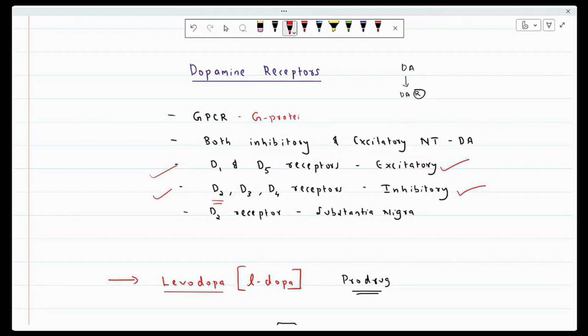One of the most abundant receptors in our body is the G protein coupled receptor. Dopamine receptors come under that class. They are examples of G protein coupled receptors. Dopamine receptors are examples of both excitatory and inhibitory receptors.